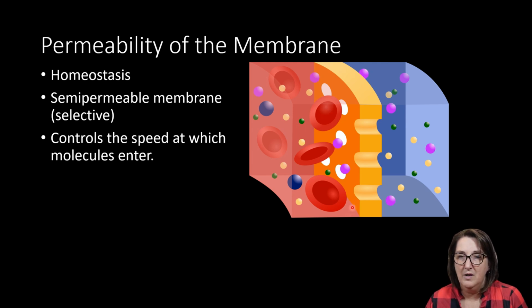So this can create what's called homeostasis. I'm going to have an equal number or a balance of material back and forth across the membrane as long as it can go through.